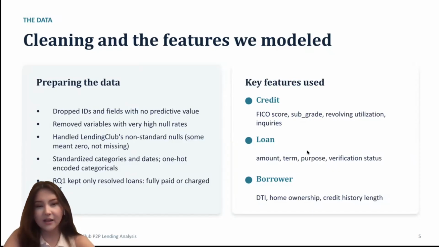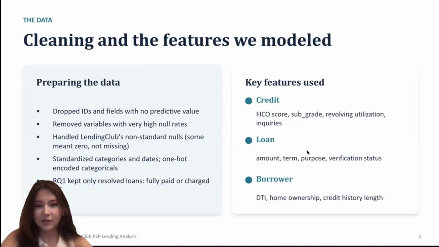For those with null rates under 50%, we decided to impute the median value so that we can retain an accurate data set. As for how we went about choosing our features for each research question, we used point biserial correlation for numerical features in the first research question, and Cramer's V for categorical variables also in the first research question. This showed us which features had the best association with our target variable, and that target variable in the first research question was charged off loans.